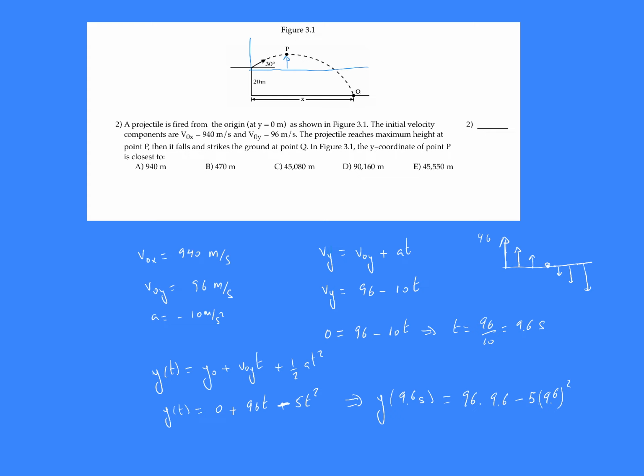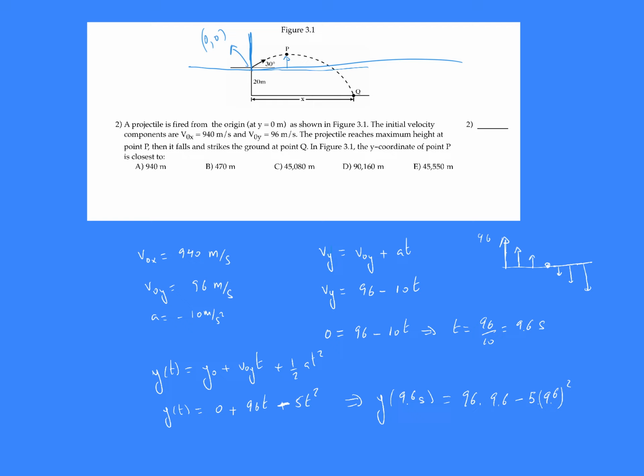To the next problem. The next problem is a problem of projectile. It says a projectile is fired from the origin, y equals 0, so the origin is here, the 0, 0. Okay, so the initial components are V0x 940 and V0y 96.